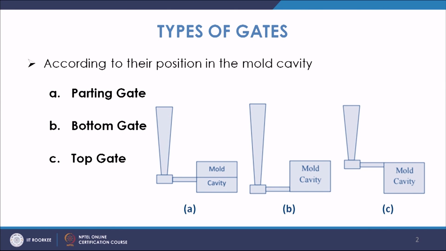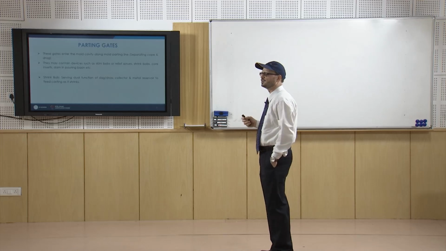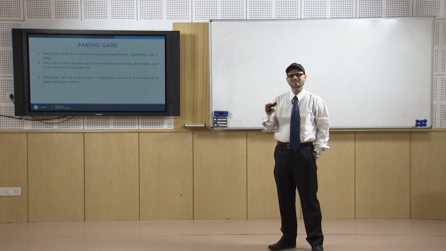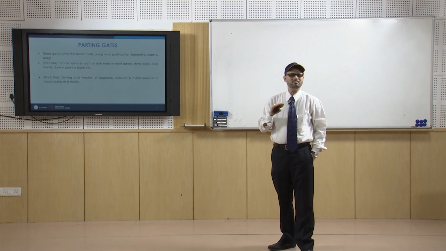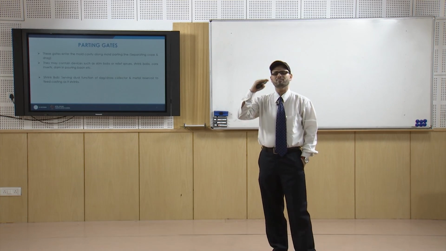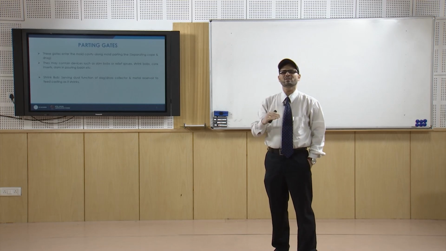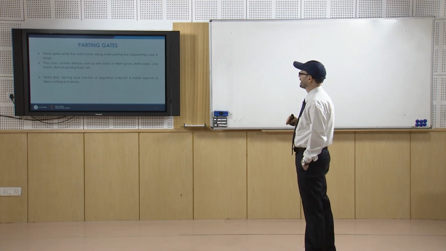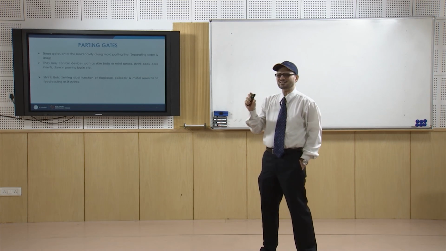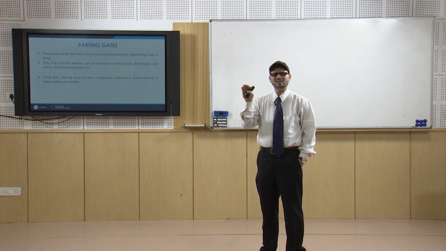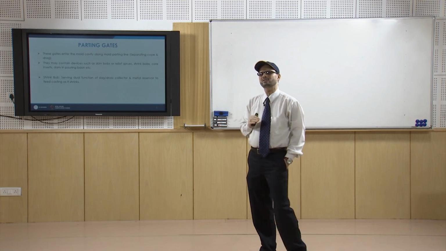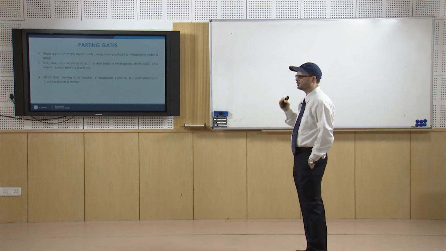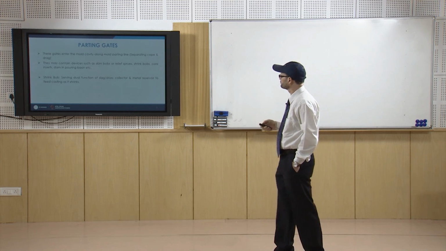So, let us see the parting gates. These gates enter the mold cavity along the mold parting line. We know that the parting line is basically a plane which separates the two halves of the mold, that is cope and drag. So, it passes along that line which separates the two molding boxes, cope and drag.